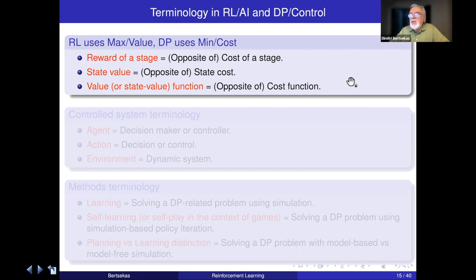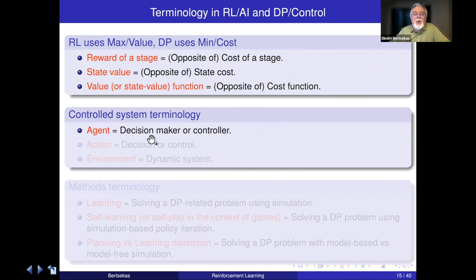Okay, all of this is minor. It requires a mental adjustment, but there are some more serious discrepancies in terminology. Decision control uses the terminology of control systems, where there's a controller that applies controls to a dynamic system, or a decision maker that makes decisions sequentially over time. Now, a decision maker in reinforcement learning is called an agent, okay? Agent is something entirely foreign as a term in decision control. In decision control, people apply controls or decisions. In reinforcement learning, we choose actions.